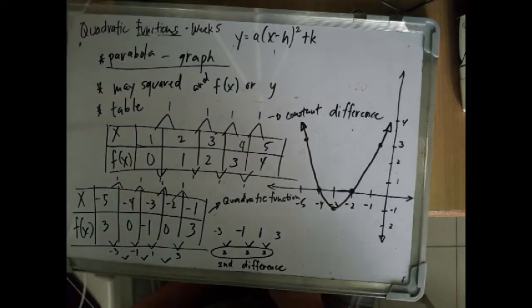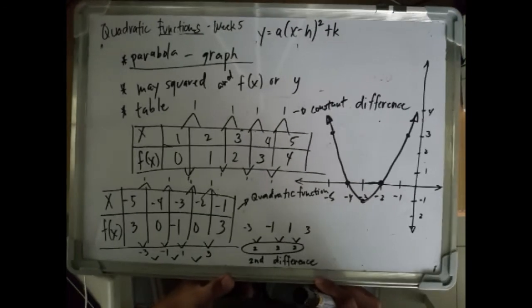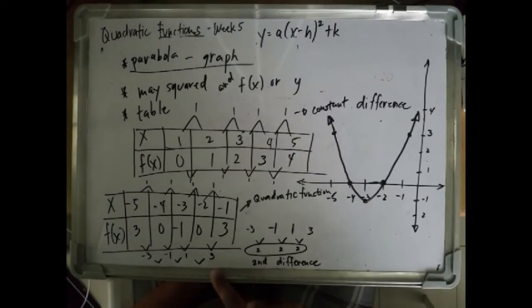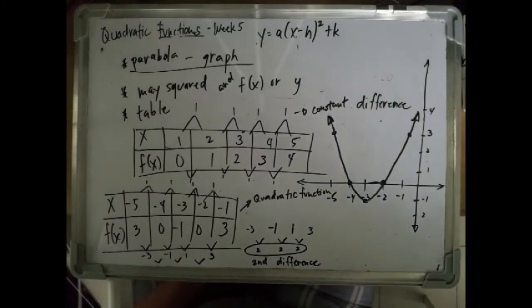So yun nga lang, para masabi natin, without graphing, na yung table of values ay isang quadratic function o hindi, ang gagawin natin, we get the differences. Yung f of x natin, as you can see, at first difference, magkakaiba. Pero dapat, doon sa second difference, pare-parehas siya. Okay? So that's how you tell quadratic functions. Any questions so far?